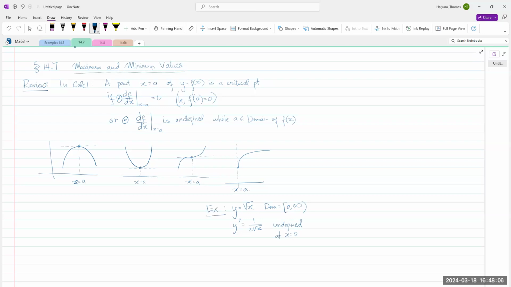Of course, another one is when we have a cusp, something that looks like this. We call that undefined because we end up with a vertical tangent line. Now, we say they are critical points because those are the points where the value of a function may be the maximum or the minimum. For example, in the last two cases you can see that this is at least a local maximum, and this is a local minimum. Now, in this case, x equals a is a critical point, but further observation tells us that it is not a local maximum or local minimum.